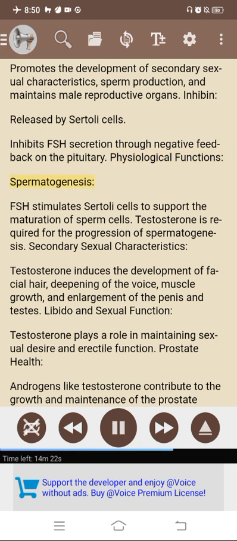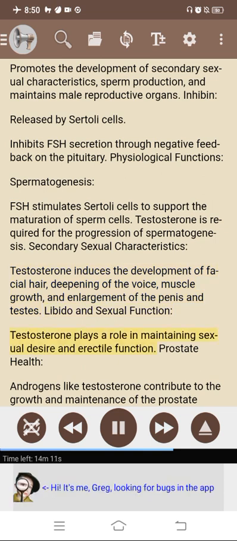Physiological functions. Spermatogenesis. FSH stimulates Sertoli cells to support the maturation of sperm cells. Testosterone is required for the progression of spermatogenesis. Secondary sexual characteristics. Testosterone induces the development of facial hair, deepening of the voice, muscle growth, and enlargement of the penis and testes. Libido and sexual function. Testosterone plays a role in maintaining sexual desire and erectile function.